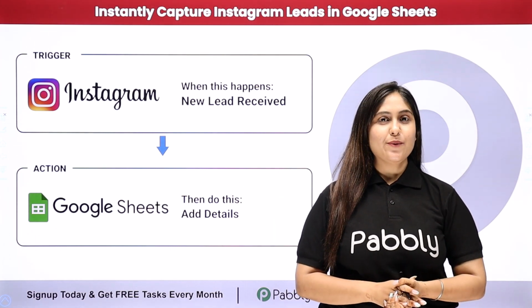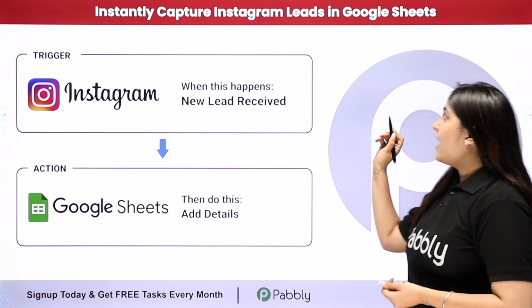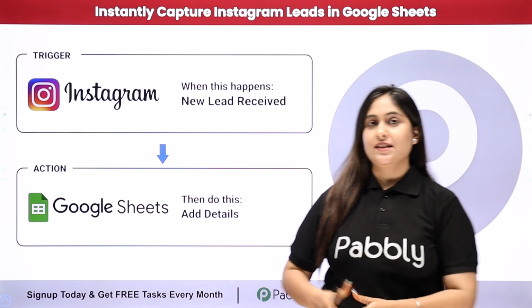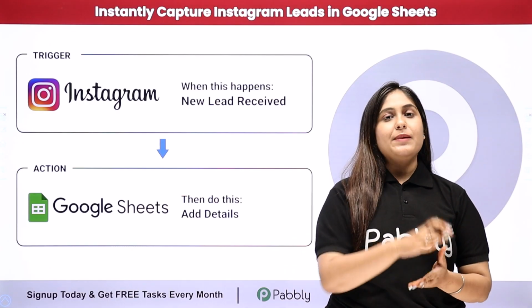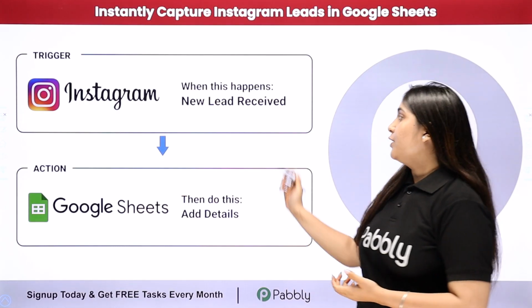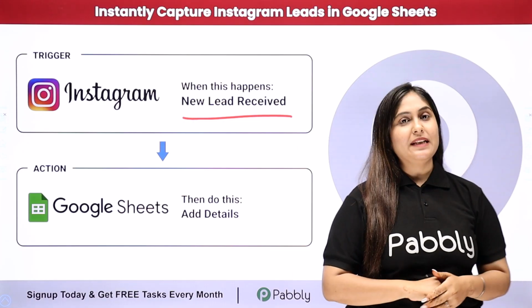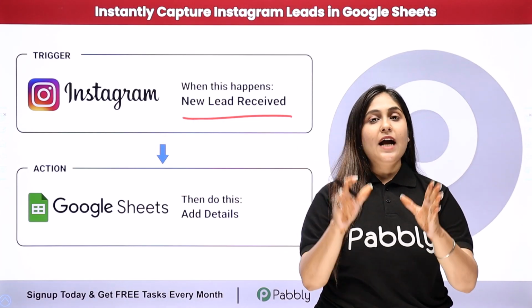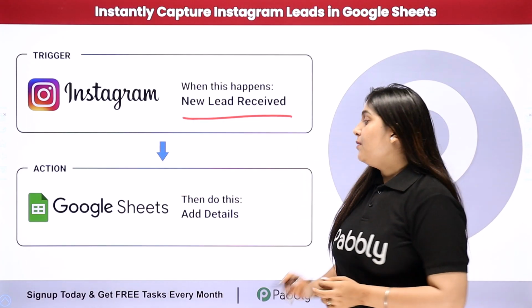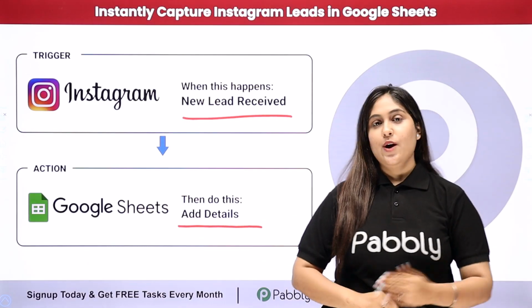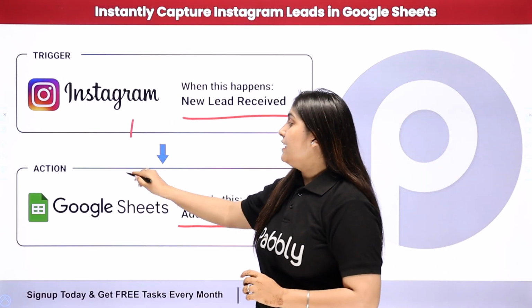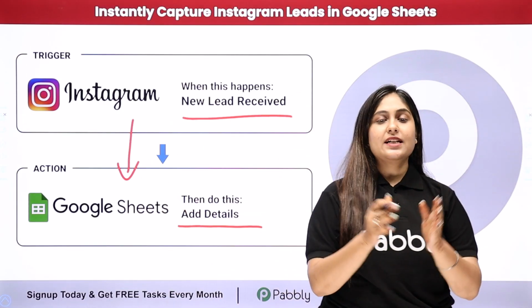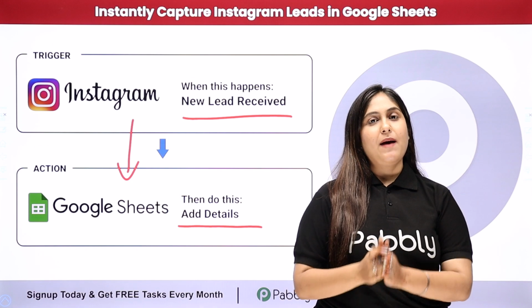In this video, we are going to understand how to instantly capture Instagram leads in Google Sheets. So as a business owner, I am running some Instagram lead ads. And here basically my objective is that whenever I receive a new lead through my Instagram lead ad, then automatically I want to add that lead detail in my Google Sheets as a new row. So now here to automate the entire process, I need to connect my Instagram lead ad with my Google Sheets using an automation software named Pabbly Connect.